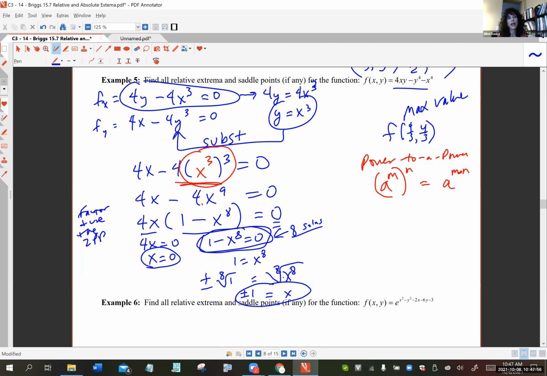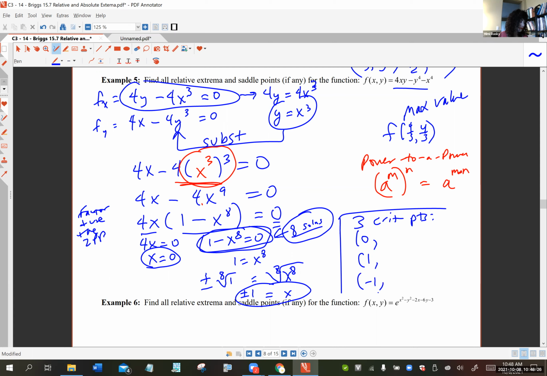x is plus or minus 1. So of the 8 solutions to that 8th degree polynomial equation, 2 of the solutions are real. The other 6 are complex numbers, but we don't care about those. We want the reals. So folks, I claim we're going to have 3 critical points total. Yes, indeed. One of the critical points has an x coordinate of 0, one with 1, one with -1.